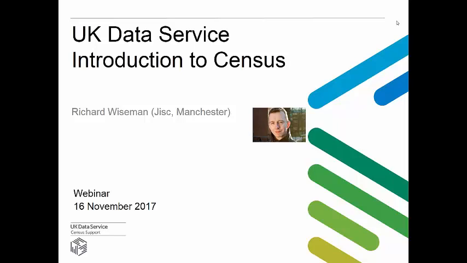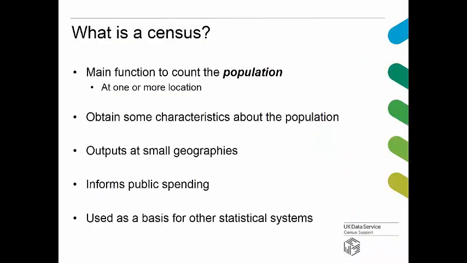I'm going to do an introduction to the census data from the UK Data Service. So what is the census? The main function of the census is to count the population, and that is its primary purpose. In the UK, we don't have a population registration system, unlike a lot of other countries. So the population is counted every 10 years using the census.